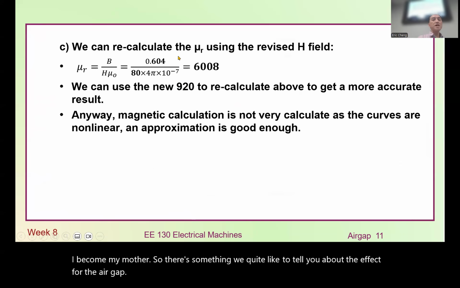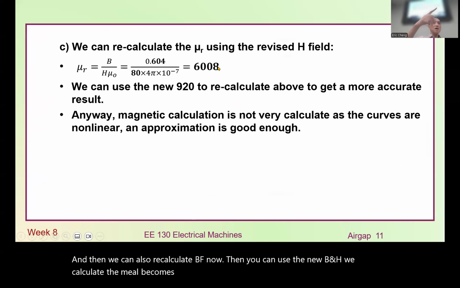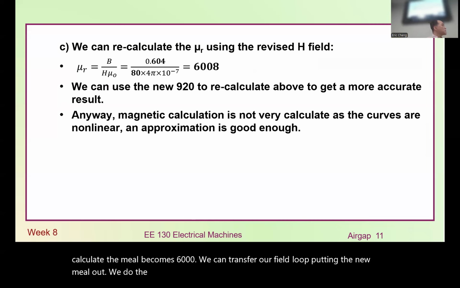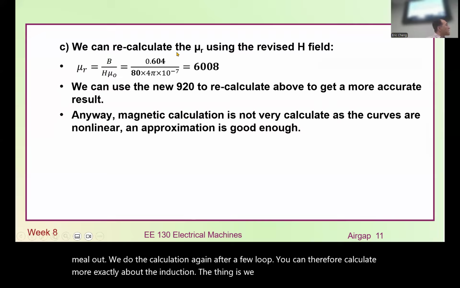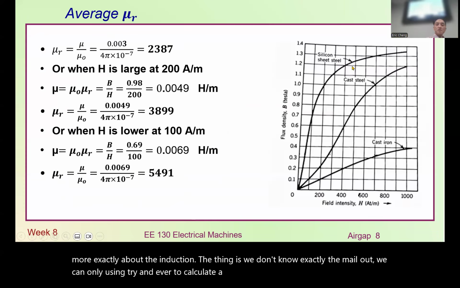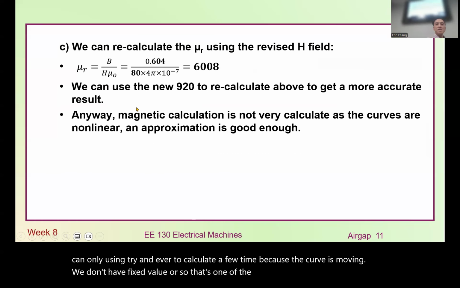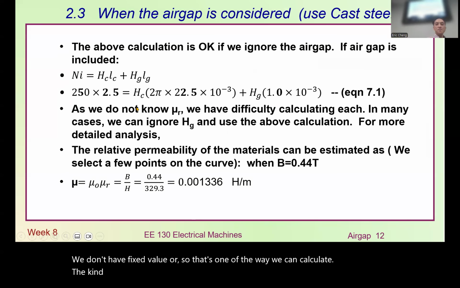And then we can also recalculate the B field. Now we can use the new B and H. We calculate that the mu becomes 6,000. We can put this new mu into our field loop and do the calculation again. We can therefore calculate the inductance more exactly. The thing is, we don't know the mu exactly. We can only use trial and error to calculate our field point because the curve is moving. We don't have a fixed value of mu r.